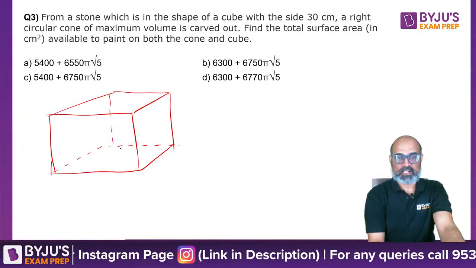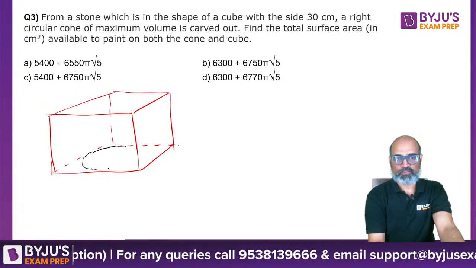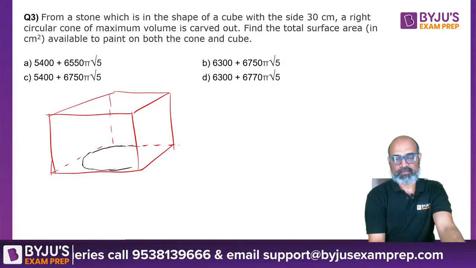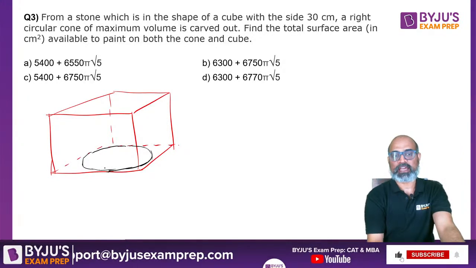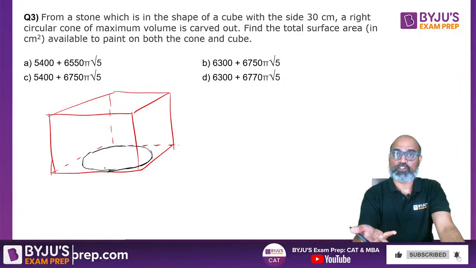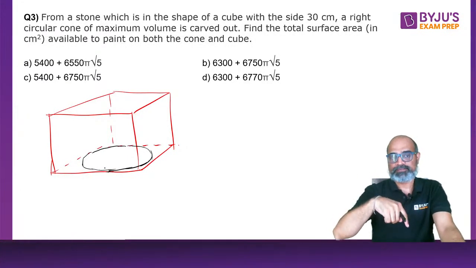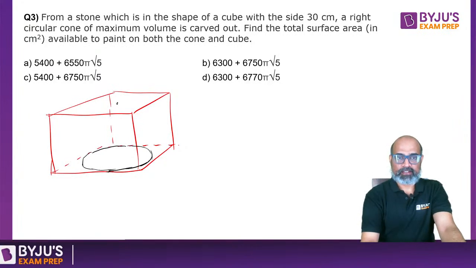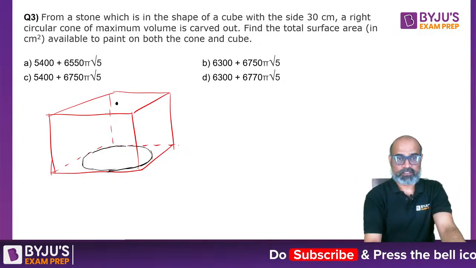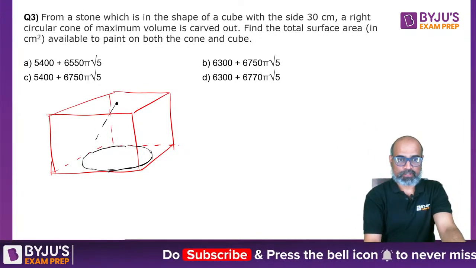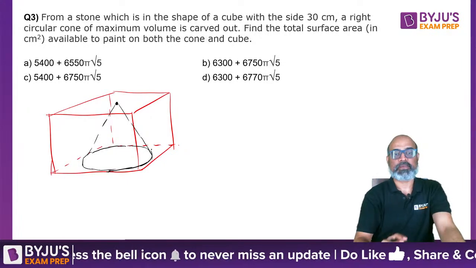So the circular cone we are carving out with the maximum volume will happen if I make sure that the base of the cone takes up the maximum area of one of the faces of the cube, which is like a square and then a circle inside it. And the height of the cone is going to touch the opposite face. So this is the cone that we can carve out, which is going to have the maximum volume.